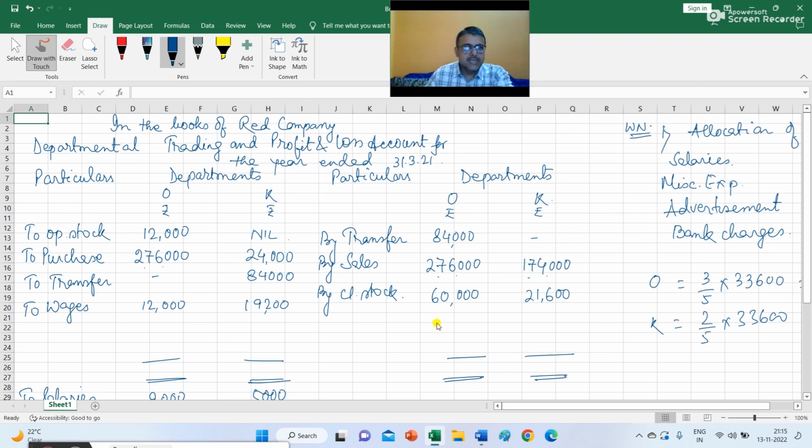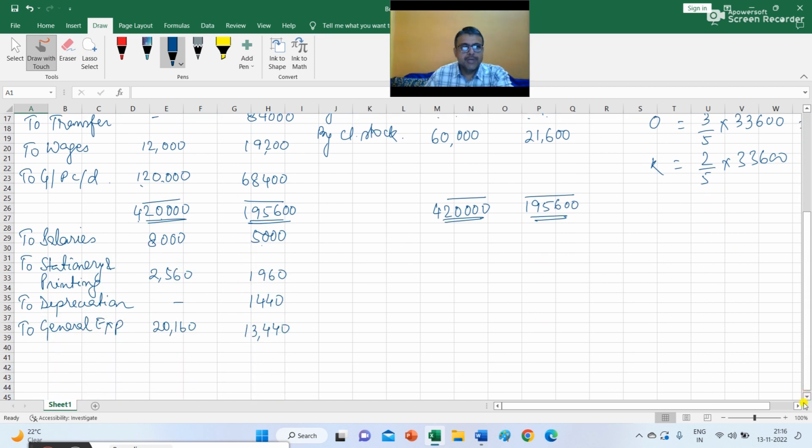So total of the credit side of Department O, we have 4,20,000, and the balancing figure is the gross profit. So gross profit of Department O, you will calculate at 1,20,000. Then total of the credit side of Department K, we have 1,95,600, and the gross profit, which is the balancing figure, we will get 68,400 in Department K.